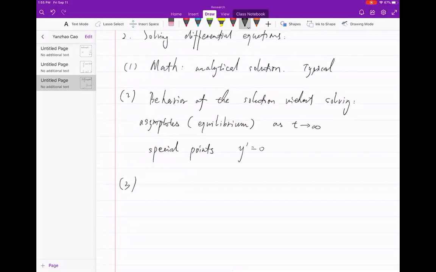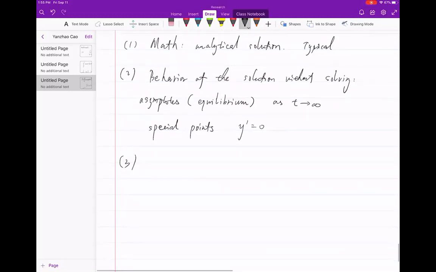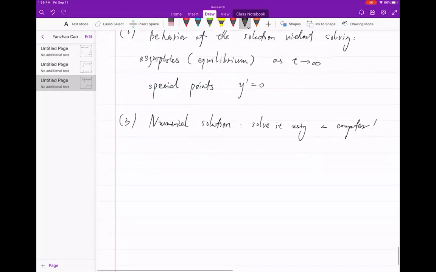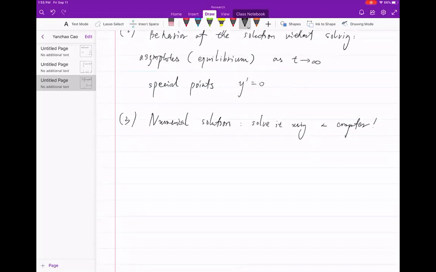Number 3, we don't have a solution and we don't know how to talk about it. The third thing is always numerical solution, which means solve it by computer. It's great. You can solve anything using this.